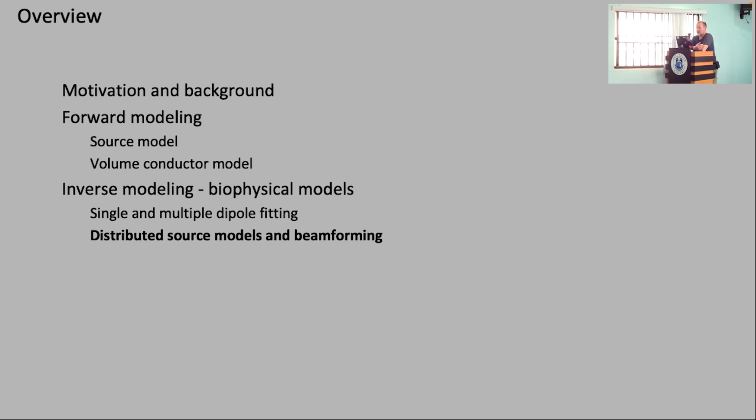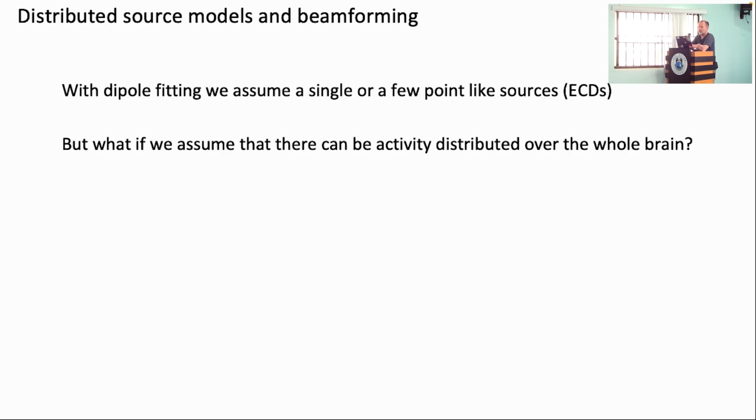I also mentioned that we have a totally different approach, which is distributed source models and beamforming. And in distributed source models and in beamforming, we're making a different assumption. So with dipole fitting, we assume a single or a few point-like sources, equivalent current dipoles. But what if we assume that there can be activity distributed over the whole brain? So we know that the brain consists of the white matter and the gray matter, the cortex, and that the activity of EEG is generated in the cortex. So we can also take the starting point: let's assume that the whole cortex is active.